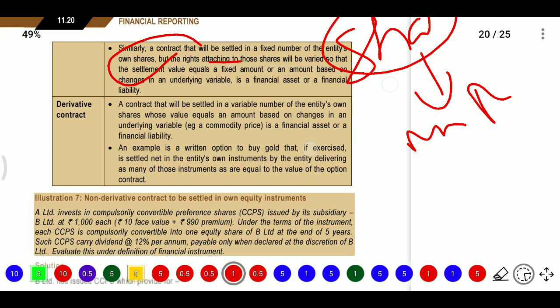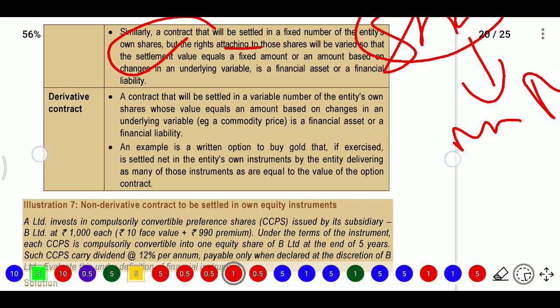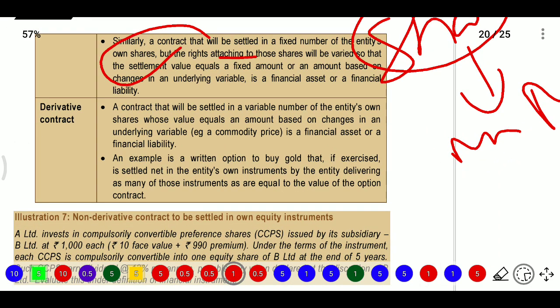Next, what is a derivative contract? A derivative contract means a contract that will be settled in a variable number of the entity's own shares whose value equals an amount based on changes in an underlying variable. So commodity price, derivative means what?